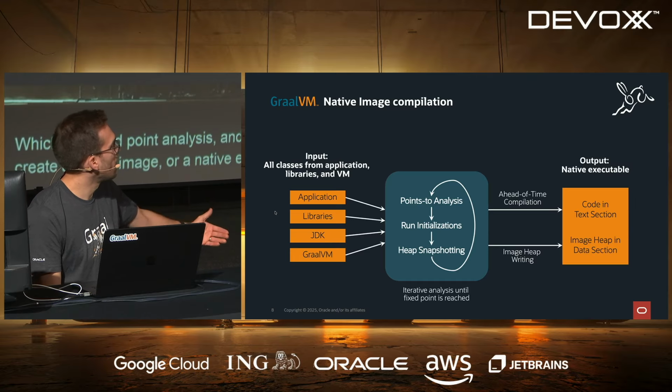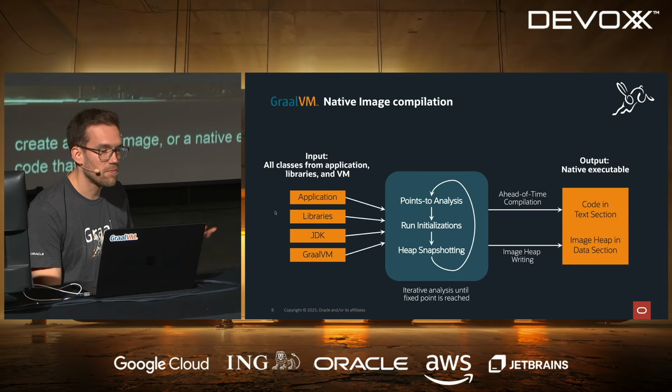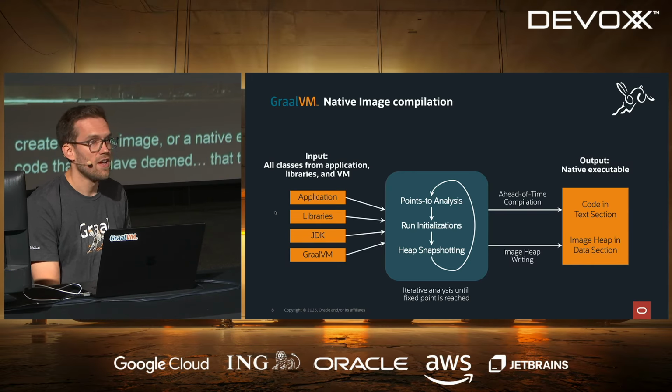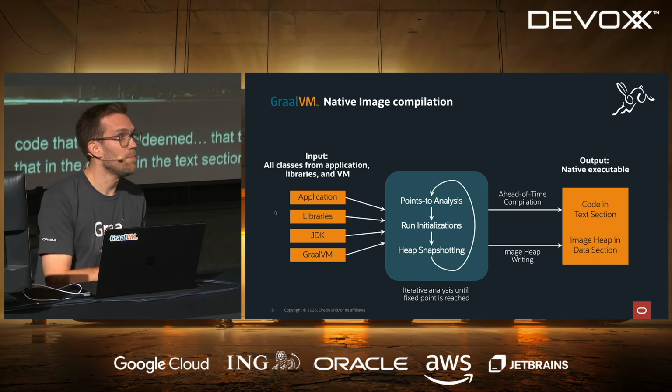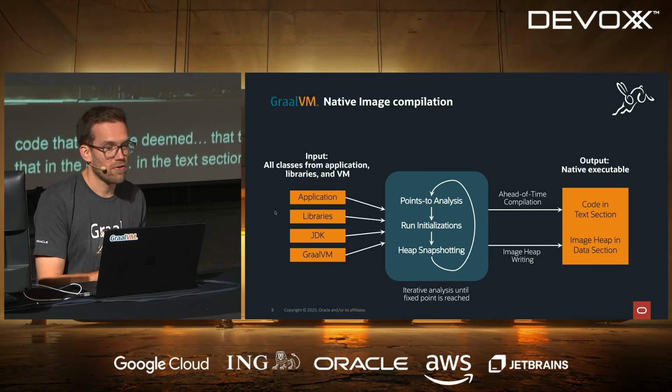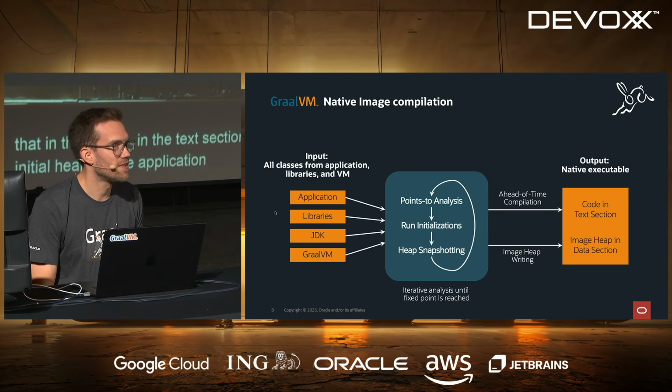So we compile ahead of time all the code that the analysis has deemed reachable, put that in the text section, and we also create a heap dump, an initial heap for the application. We stick that into the data section of the binary.